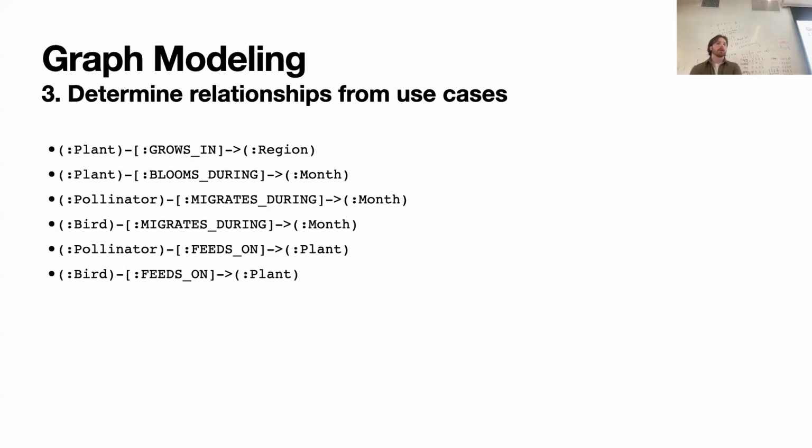Next we look at our verbs, and we start to think about what our relationships might be, and we determine the relationships from the use cases. So we might want to have a relationship like a plant grows in a region, it blooms during a certain month, a pollinator migrates during a certain month, birds migrate during certain months, a pollinator feeds on certain types of plants, pollinates might have been a better relationship there. And a bird might feed on plants or the fruits of a tree. So we start fleshing out these relationships as well.